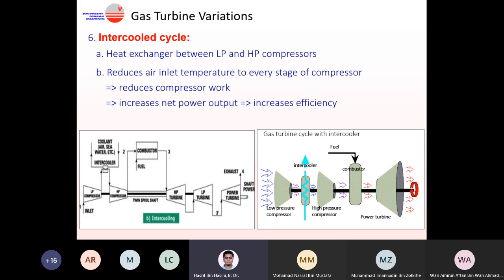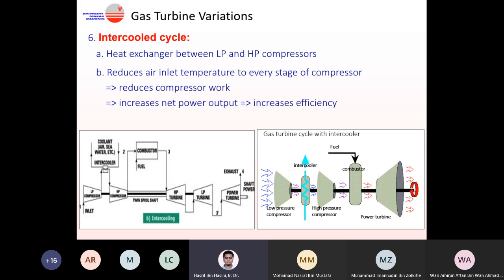Remember, we try to make sure that the ambient temperature is low, just to ensure that the overall efficiency is high. So you're talking about a heat exchanger, let's say in between the low pressure compressor and the high pressure compressor, a heat exchanger between LP and HP. By doing that, you are reducing the air inlet temperature to every stage of the compressor. Because of that, the amount of work that we use is reduced, and at the same time, you can also increase the power output.